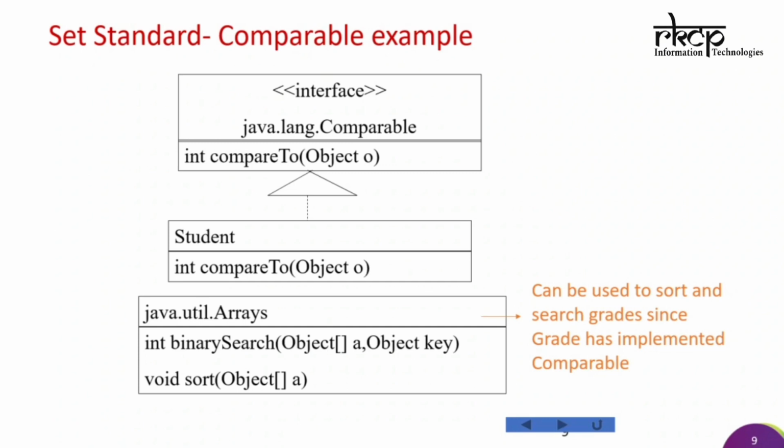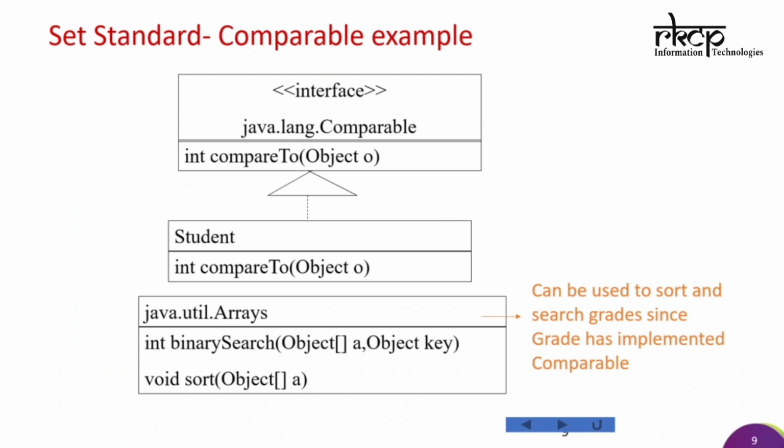The Comparable interface has a method called compareTo. If this method returns 0, it means in comparison both objects are the same. If this method returns negative, it means the first object is greater than the second one. And if this method returns positive, it means the first object is smaller than the second one.